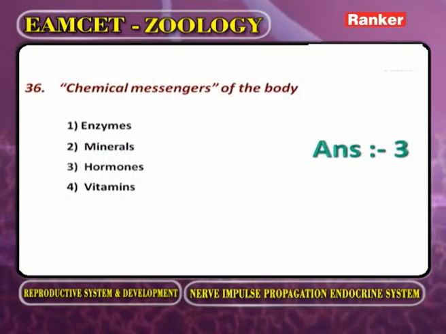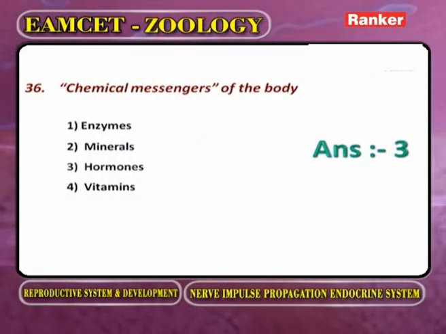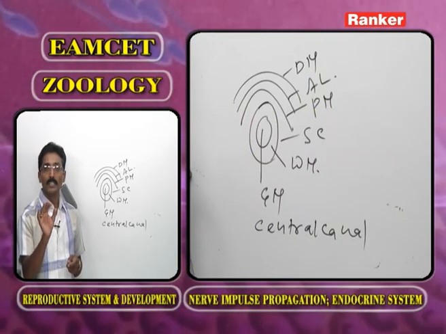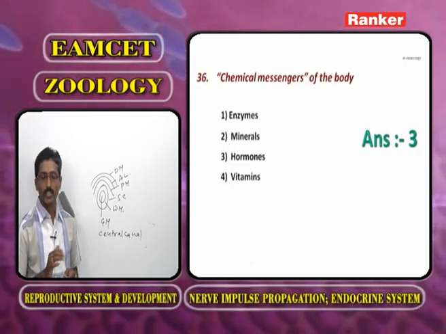Chemical messengers. In the body of vertebrates, the ductless glands are called endocrine glands. Endocrine glands secrete hormones. They are called the chemical messengers. Next question.